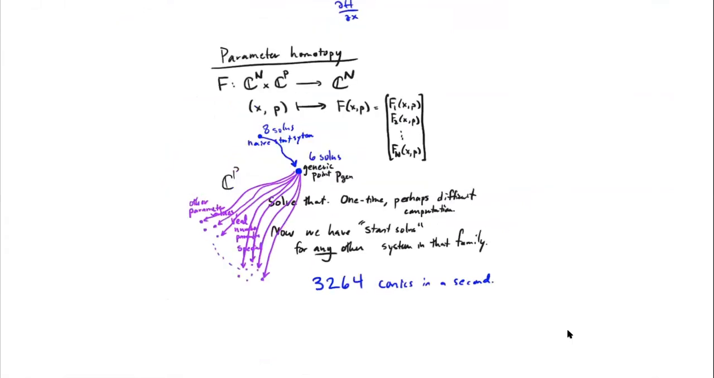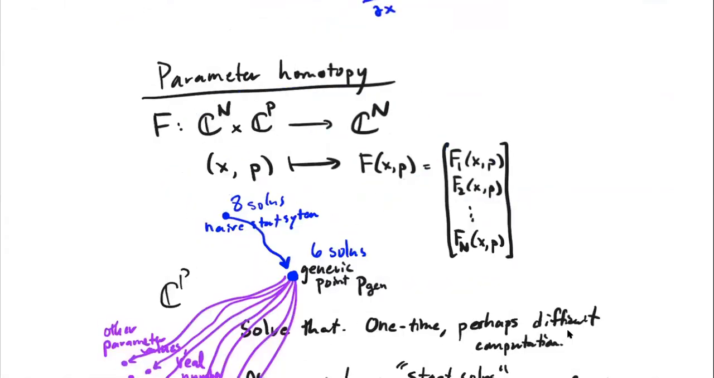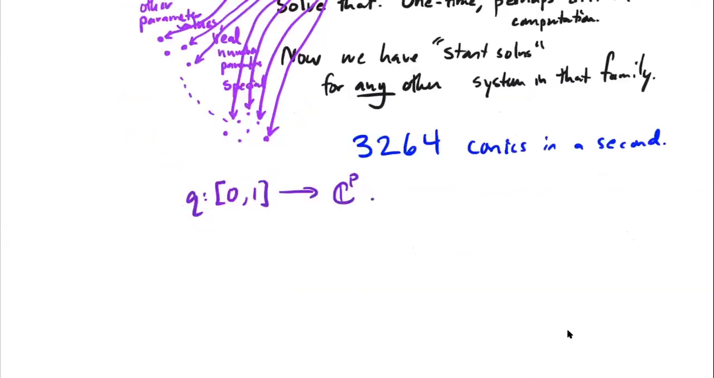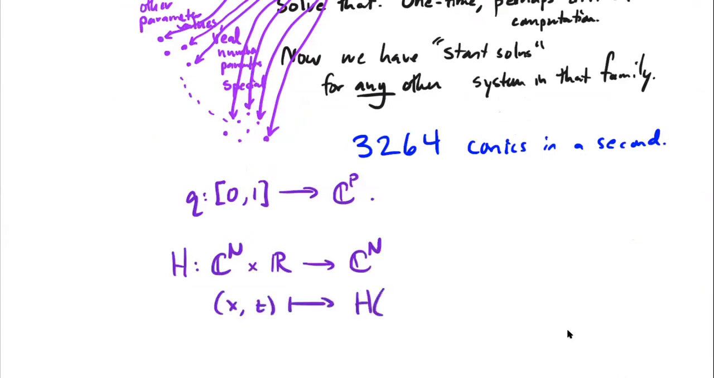It's great. Okay, so let me just finish the parameter homotopy. So we have this family of polynomial systems, one system for each choice of parameter value. And then what are these purple lines? Well, these purple lines, I'll switch to purple, are some path in the parameter space, C^p. And so what's our homotopy? Well, our homotopy should be from C^n cross R to C^n. And it should take (x, t) to H of x(t), comma, q(t).